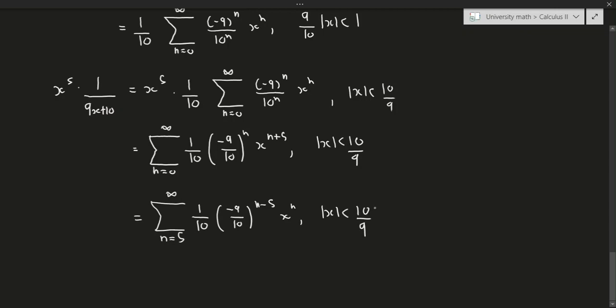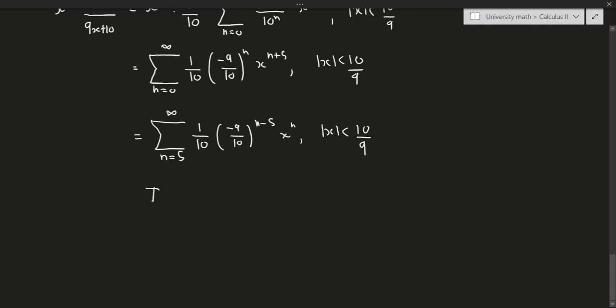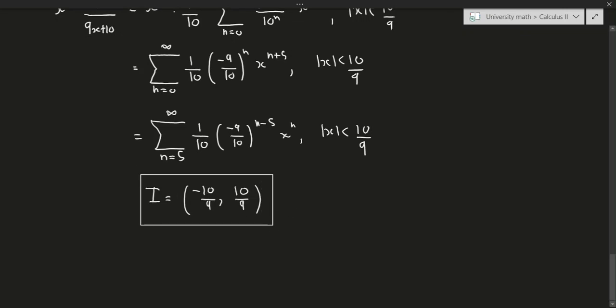Now, of course, this doesn't affect the interval of convergence. So the interval of convergence in this situation is still going to be from minus 10 over 9 to 10 over 9. That right there is going to be our interval of convergence for this particular series. So again, nothing too complicated, but we have to be a little bit careful about how we manipulate the series. But if you can do that, we are good to go.